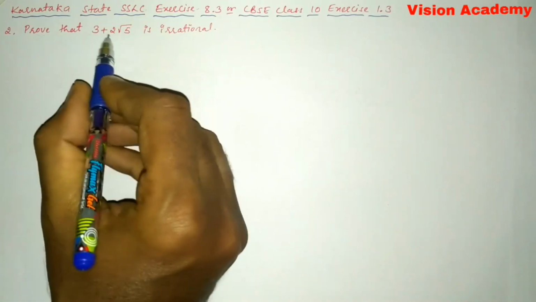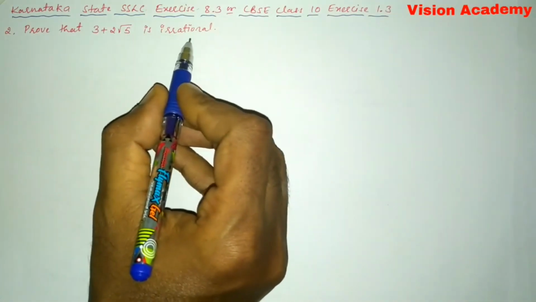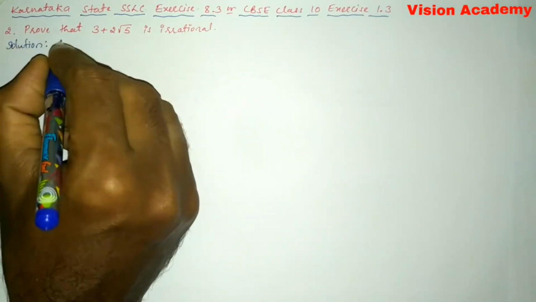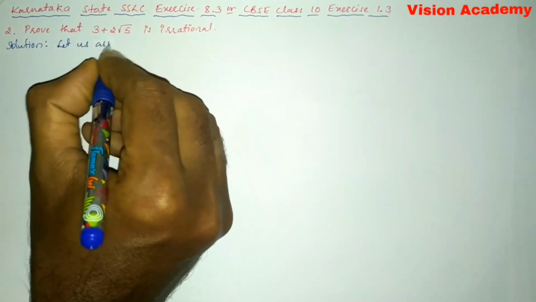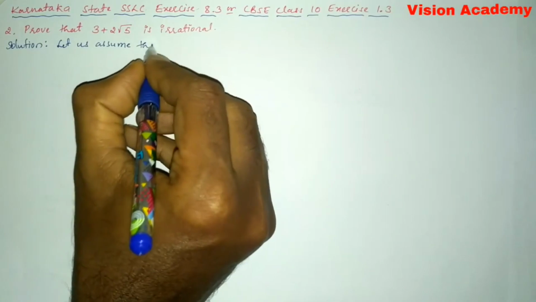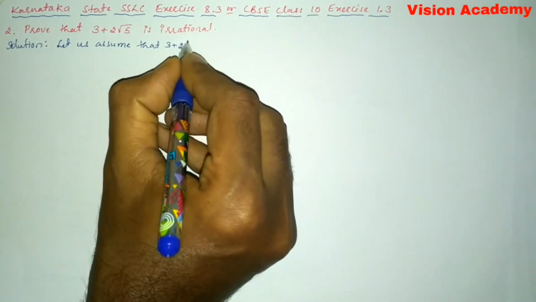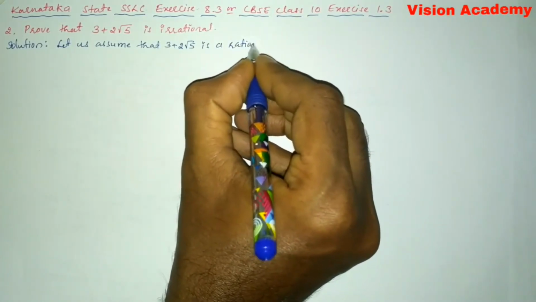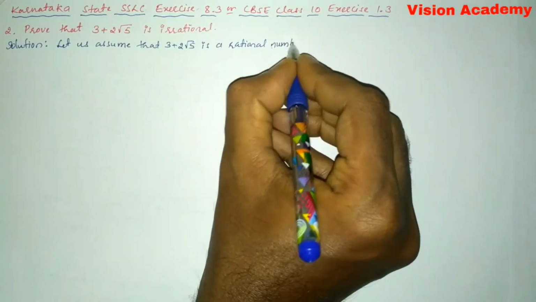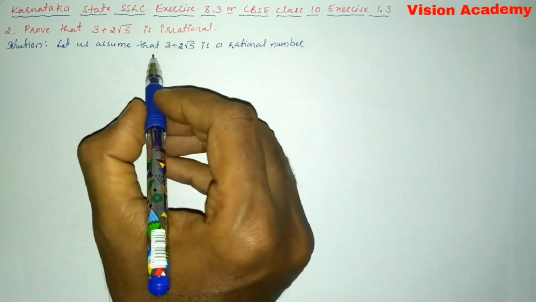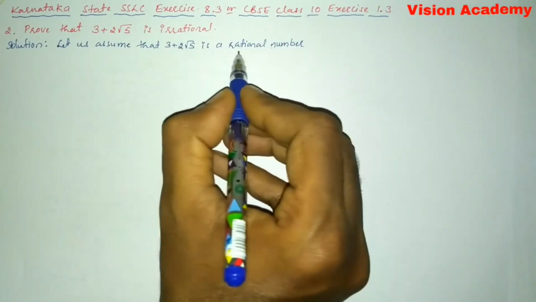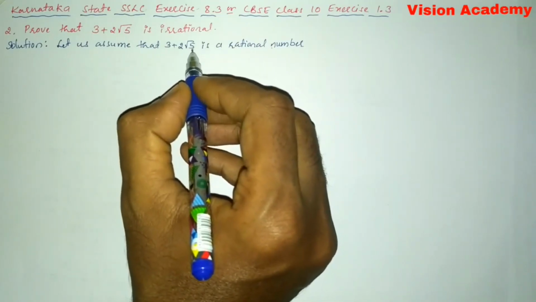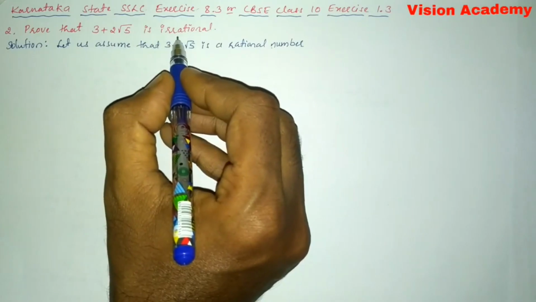Question number 2. Prove that 3 plus 2 square root of 5 is irrational. Now let us find the solution for the given problem. Here let us assume that 3 plus 2 square root of 5 is a rational number. Here we are going to assume that this given number is a rational number, and we are going to get the contradictory statement that this is not a rational number, hence we can prove that this is an irrational number.